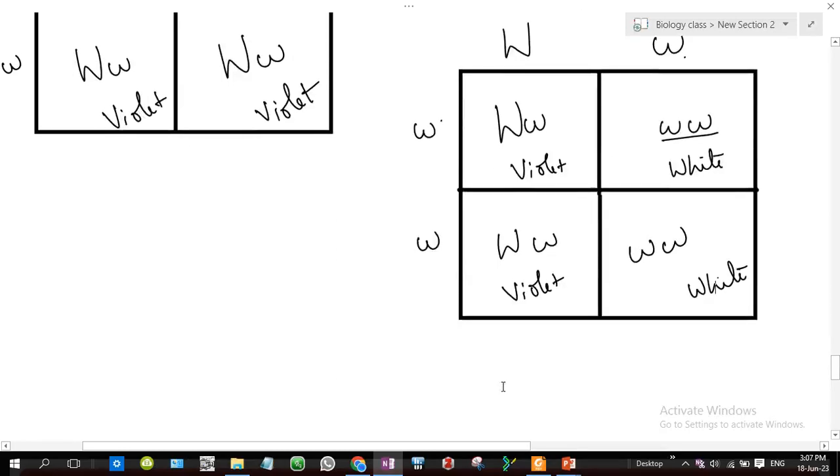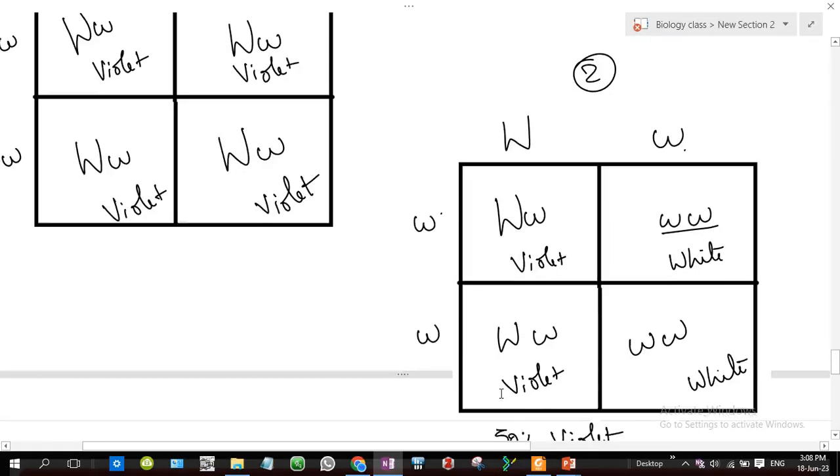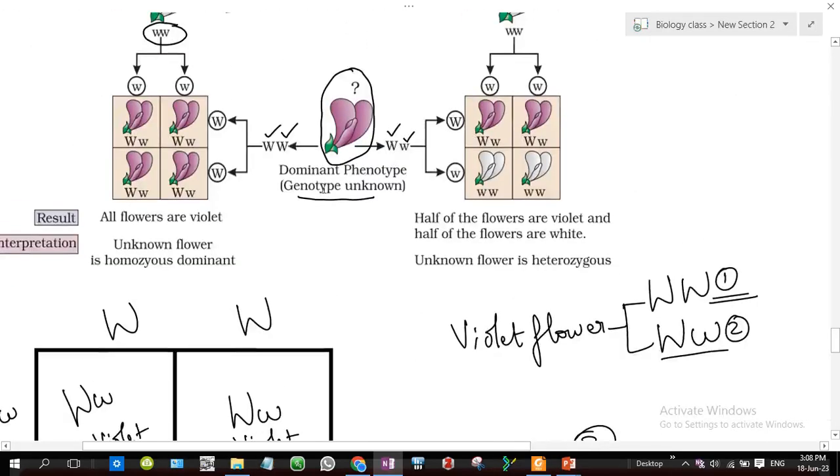Okay, so what does it imply? It implies that 50% will be a violet flower and 50% will be the white flower. So Mendel came to a conclusion that the unknown flower, the unknown genotype flower, should be a hybrid variety. Okay, hybrid genotype of capital W and a small w, hybrid variety of capital W and a small w.